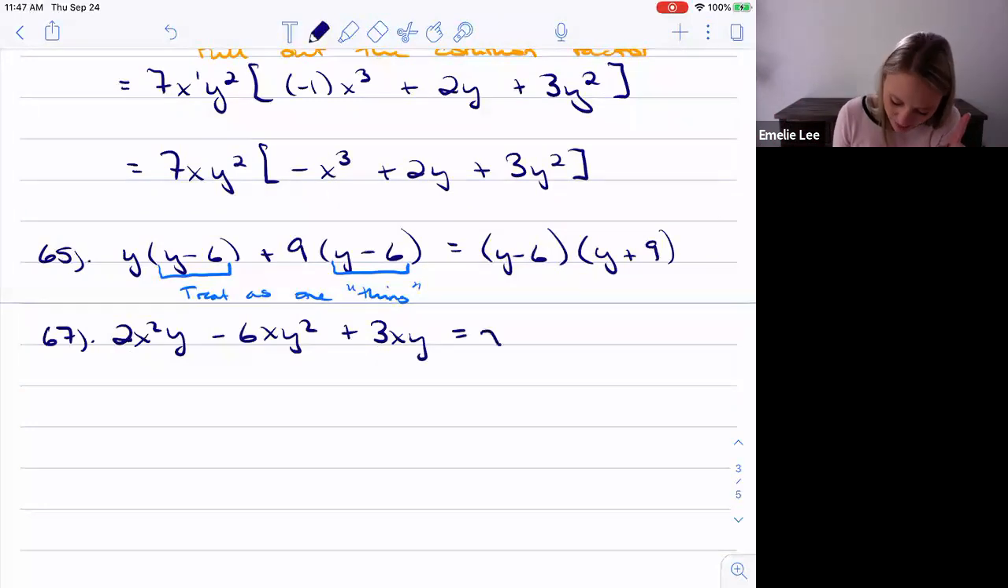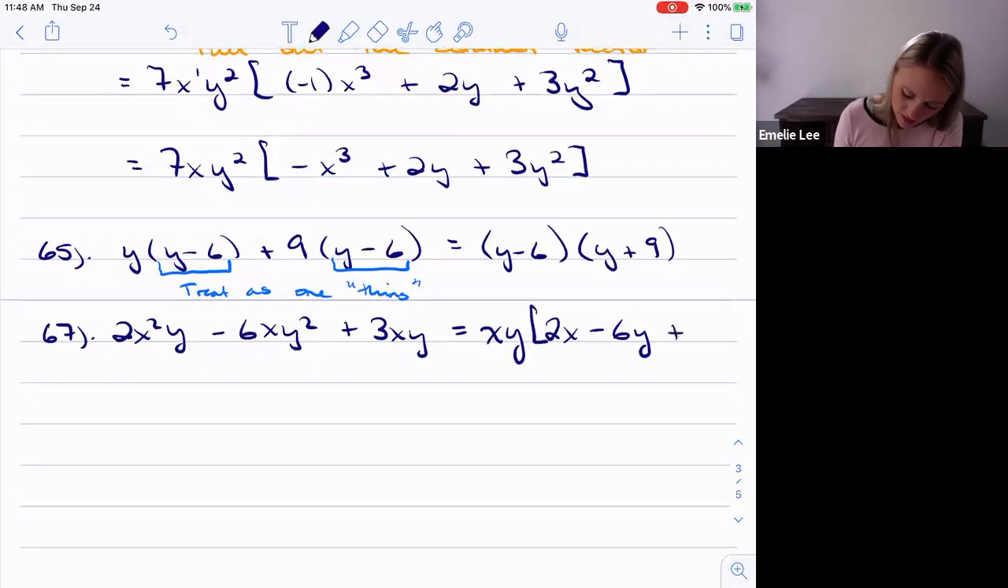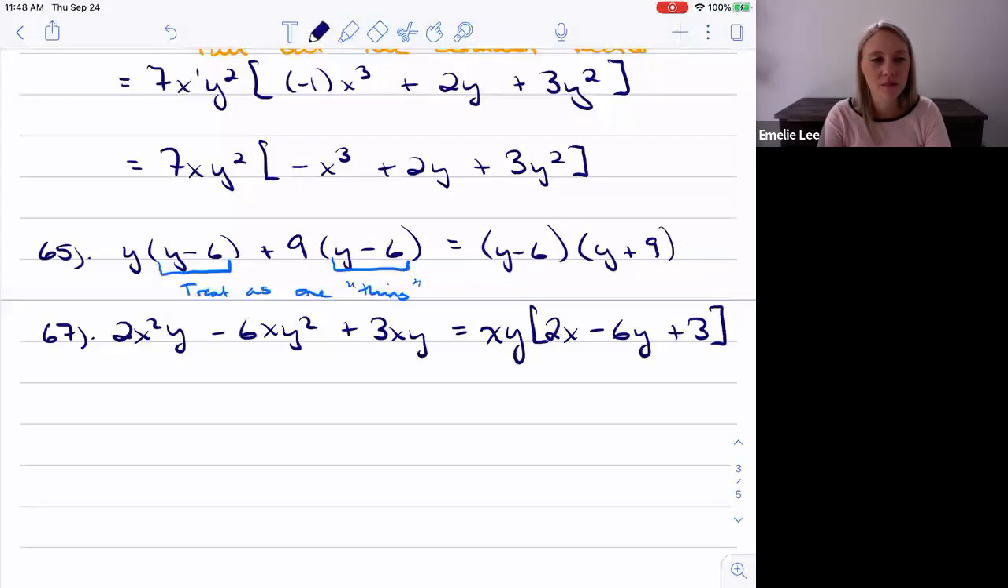I can still pull out an x and I can still pull out a y. That much I know. So then I get times 2x to land back at 2x squared y, minus 6y to get back to negative 6xy squared, plus 3. Oh. And that's factored.